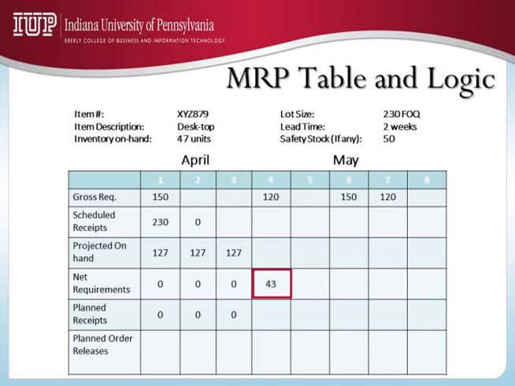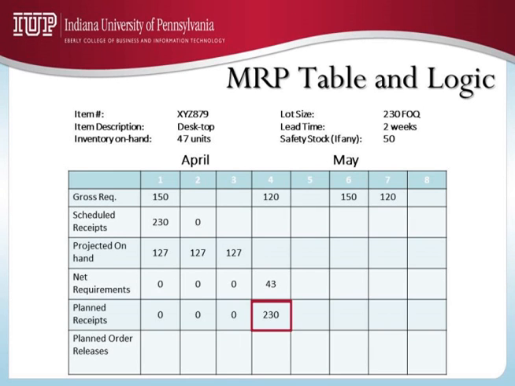So this 43 denotes the minimum requirement to get up to 50. So if you do the math, 43 plus 127 is 170 minus 120 is 50. But I don't want to put 50 here now. Why? Because what I'm going to receive is not 43. 43 is my net requirement, the minimum that I need. But what am I going to receive?